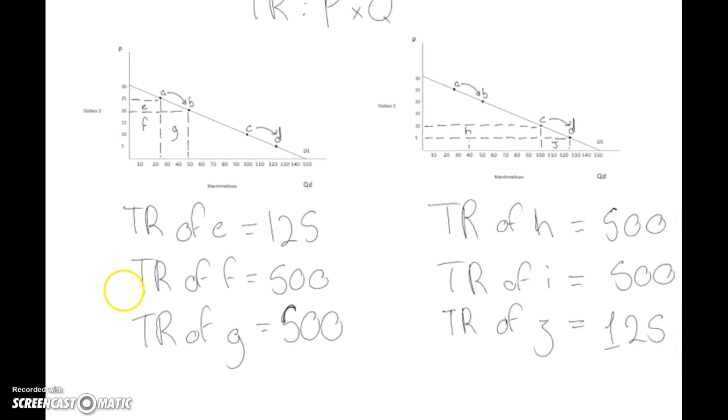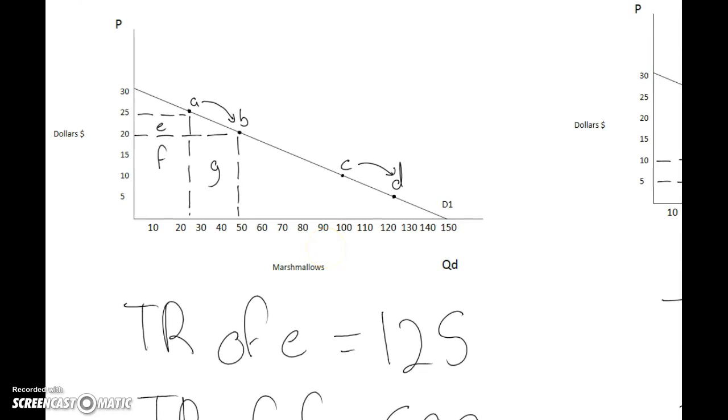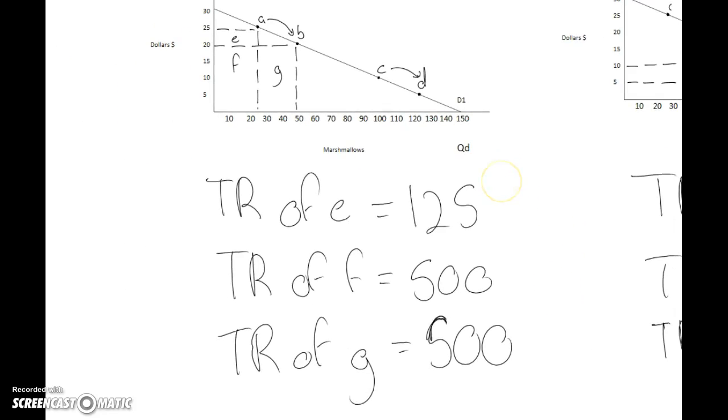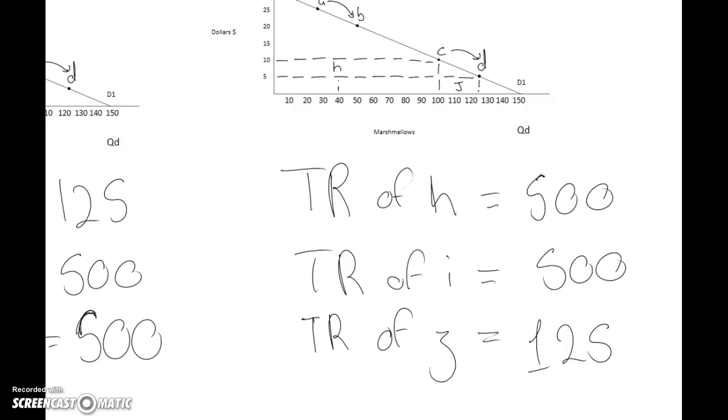Going on. Here I have the same graph, but now I've added the total revenue in it. We can see that the G in the first diagram is bigger than E, thus saying that when the price was lowered from 25 to 20, the total revenue went up. Instead, in the second diagram, we see that from C to D, the total revenue went down.